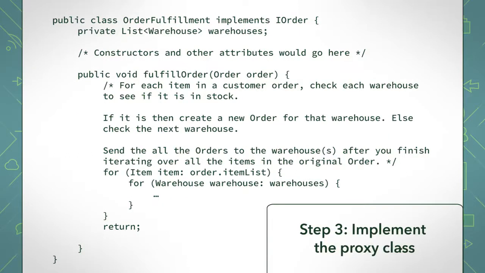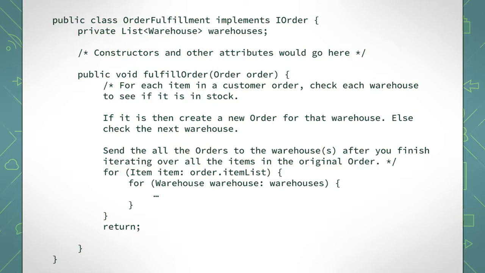Step 3. Implement the proxy class. The order fulfillment class does all the work of checking the warehouse inventory and ensuring that an order can be successfully completed before sending the request to the warehouse. It will ask each warehouse about whether it has enough stock of a particular item. If the warehouse has enough inventory, the item gets added to a new order object that will be sent to the warehouse. The proxy class ensures that an order can be fulfilled before sending the request to your warehouses. This protects your warehouse system from receiving orders it cannot fulfill.